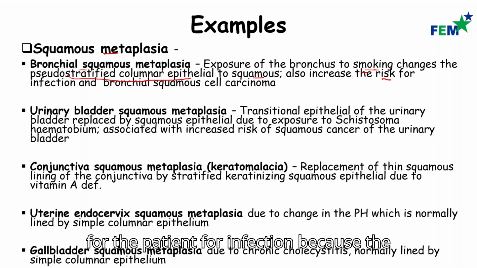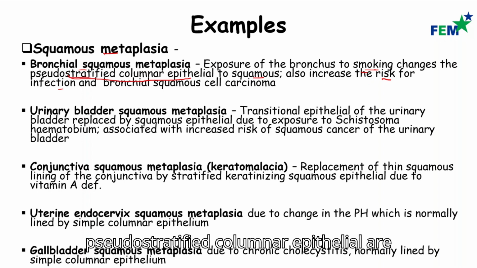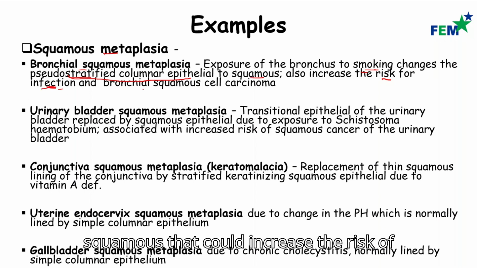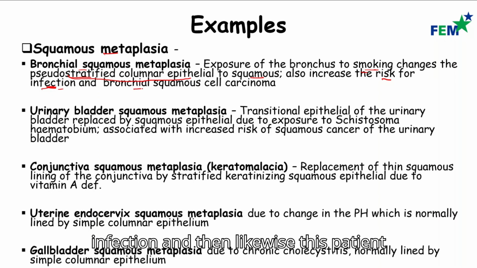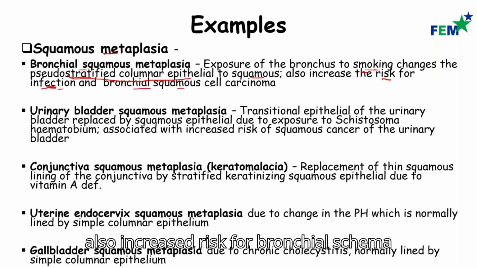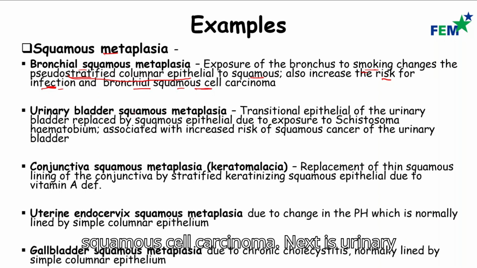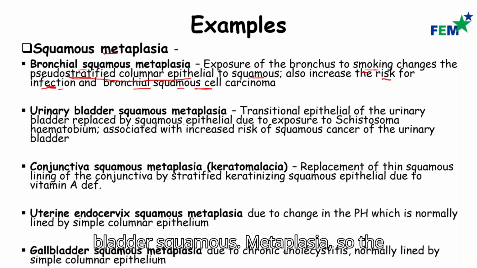This can increase the risk for the patient for infection because the pseudostratified columnar epithelia are usually ciliated, and that helps with clearance of mucus. And if that's impaired because it has changed to squamous, that will increase the risk of infection. And then likewise, this patient also has an increased risk for bronchial squamous cell carcinoma because of risk of dysplasia and ultimately leading to squamous cell carcinoma. Next is urinary bladder squamous metaplasia.